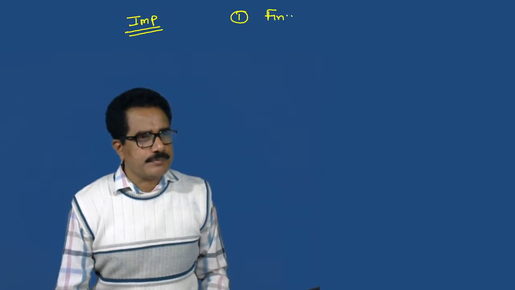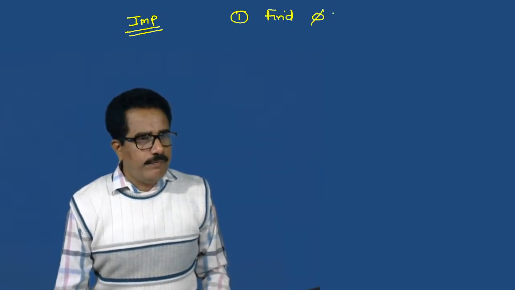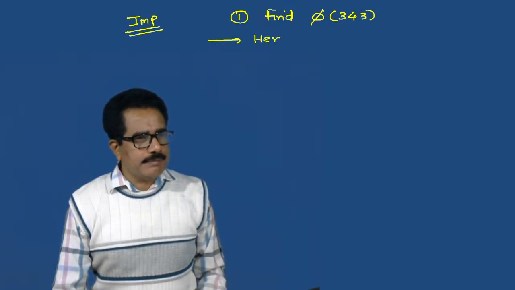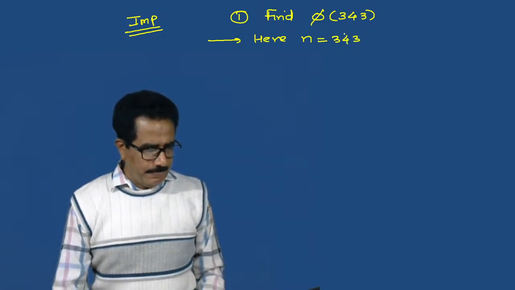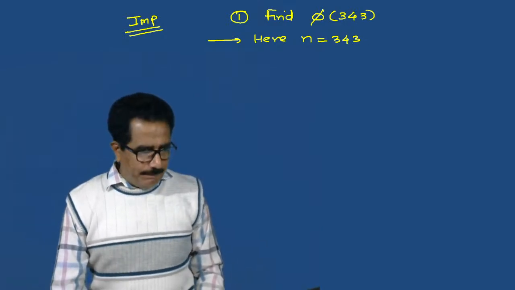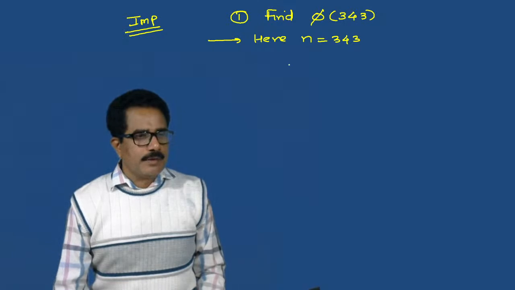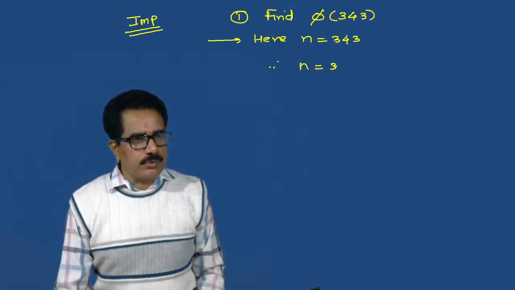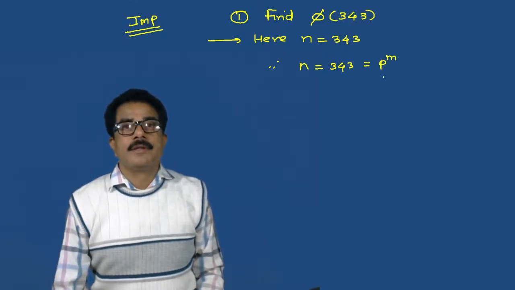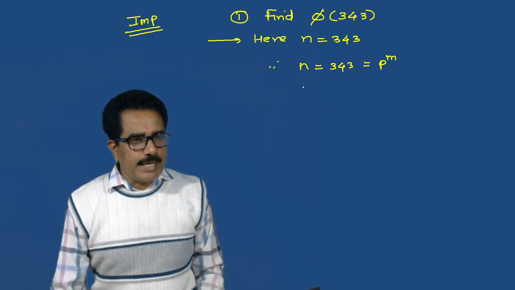First, find phi of 343. Answer here: n is equal to 343. So we have to find the p. So therefore n is equal to 343, which is equal to p raised to m. That means we can write n is equal to 7 raised to 3.